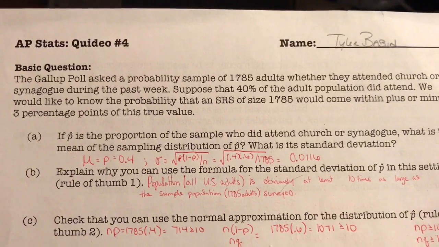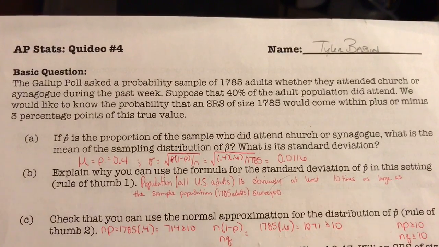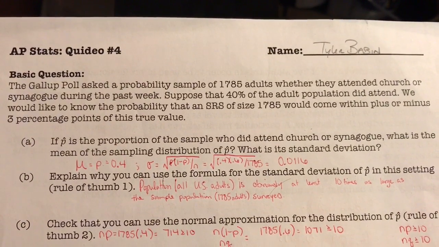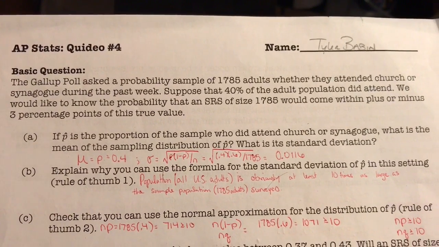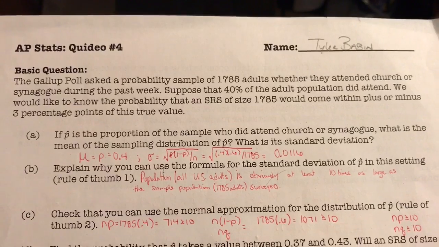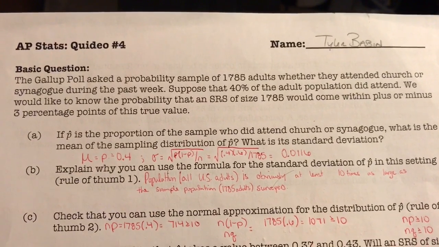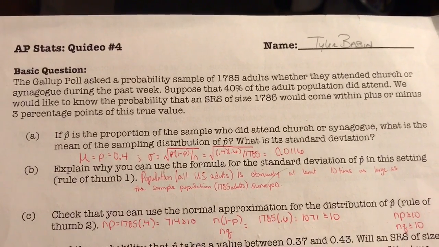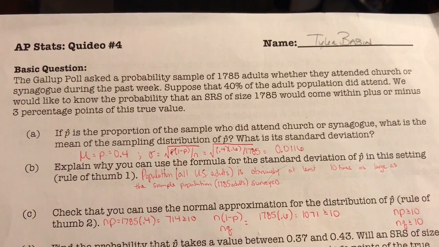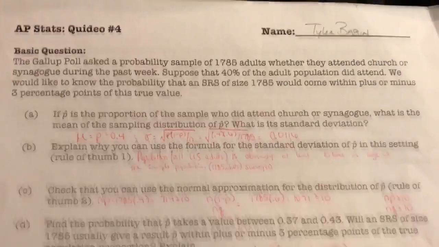Alright, let's start off with a basic question. This is from the Gallup poll, and they want to find out how many adults attended church or synagogue during the past week. It also says to suppose that 40% of the adult population did attend, and they have an SRS of size 1785, and they want to know whether it would come within plus or minus 3 percentage points of this true value.